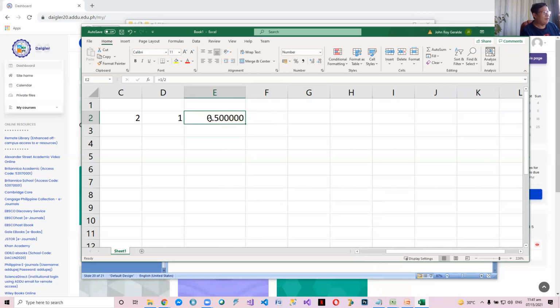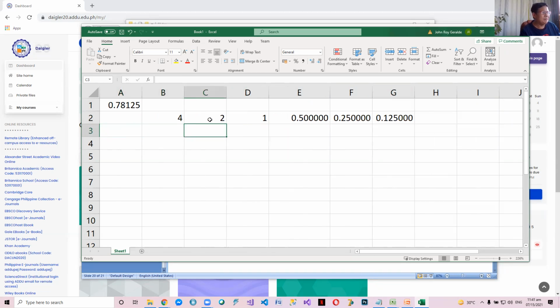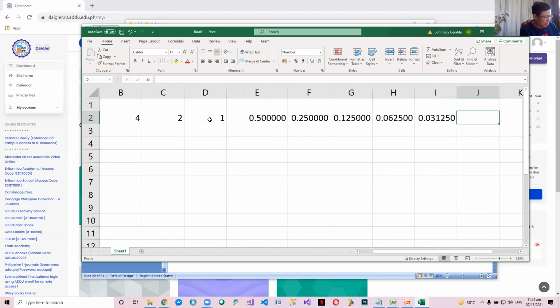Okay, 1/2. The next is 1/4, right? The next is 1/8. Nandito yung ating decimal point. Diba? Nandito yung in-between. This is 1, this is 2, 4, 8. This is 1/2, this is 1/4, 1/8. What is this? 1 over 16. You follow? This is 1 over 32. And this is 1 over 64. You can go as much, no? Pero hanggang dyan lang tayo.